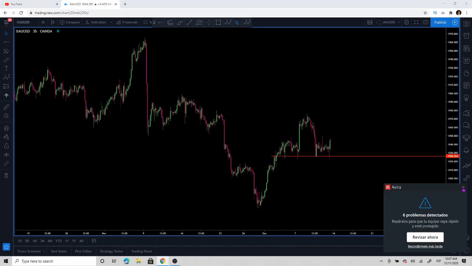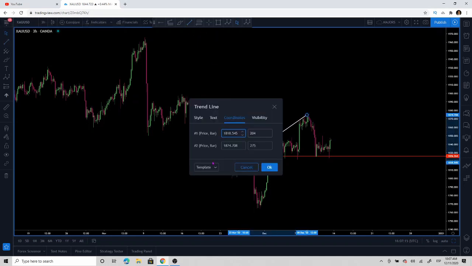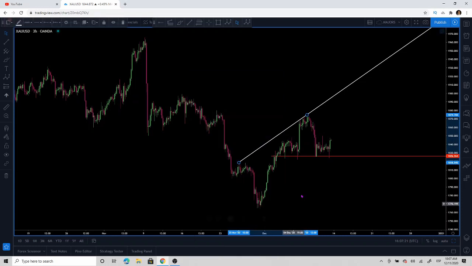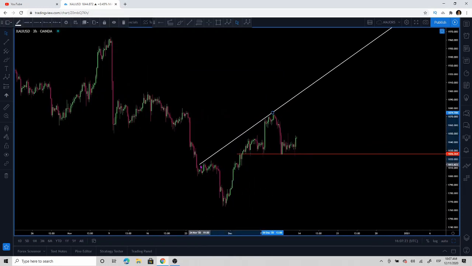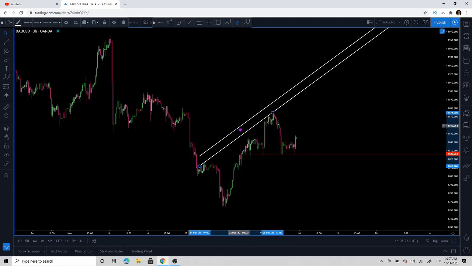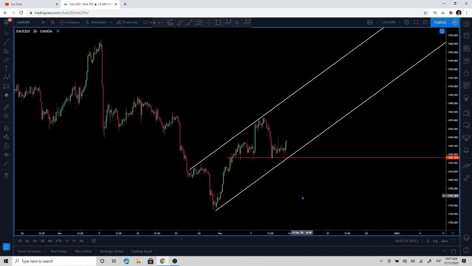I have it on my other screen, but I'm not going to show you that. So let's have a look at the current structure in gold. I'm going to extend that, and of course, I'll clone it for the bottom. Let's see. Perfect structure in gold, right?